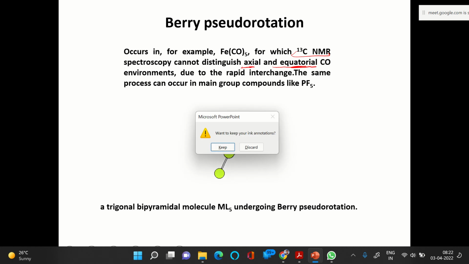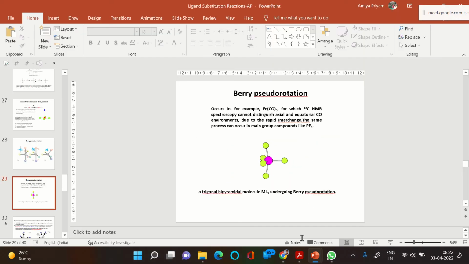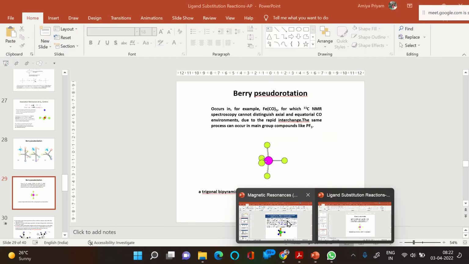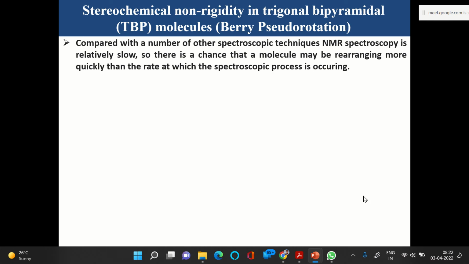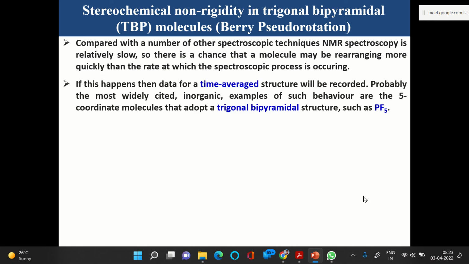So this is what we are going to discuss today. This was just a visualization of the Berry pseudo rotation, and we are going to discuss it in slightly more detail, and how the spectrum will change behavior. So we will discuss some of the NMR spectra of such molecules.